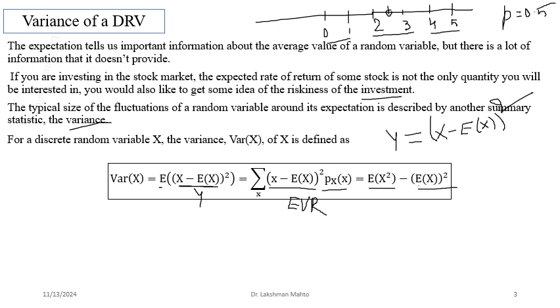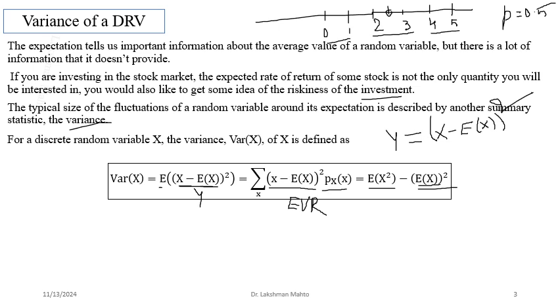So the expectation of X is the first moment, and the expectation of X square we call the second moment, because a square is coming here. The moment concept is related to moment of inertia, which you might have seen. It is very much related to that. The moment kind of things are coming from there.